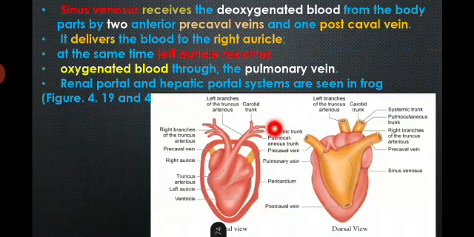Okay, next we move to the renal portal and hepatic portal system seen in the frog. What do we mean by the renal portal and the hepatic portal system seen in a frog? Renal means kidney, hepatic means liver. This is a term word. The renal portal system is found in all living vertebrates except hagfish, lamprey, and mammals.